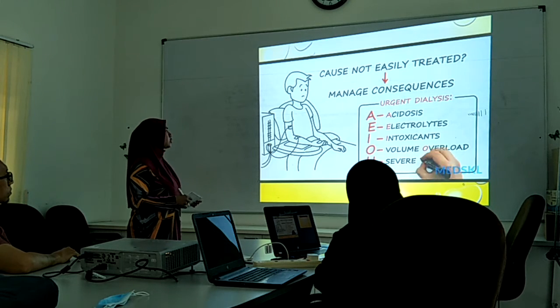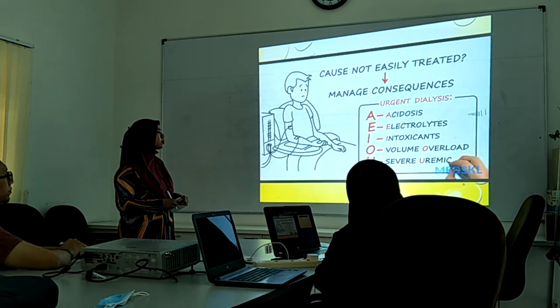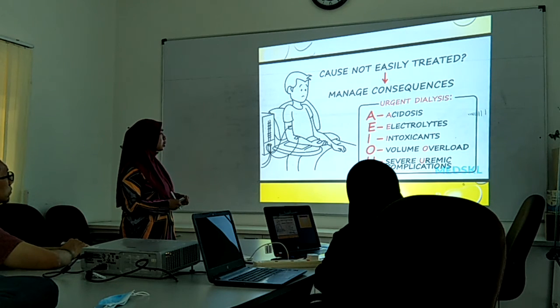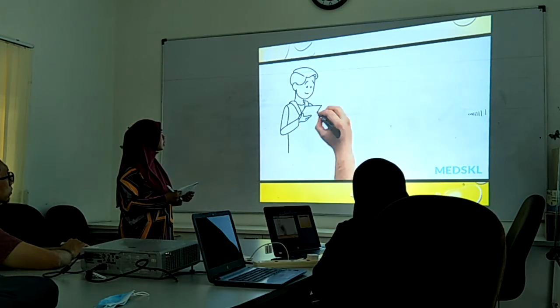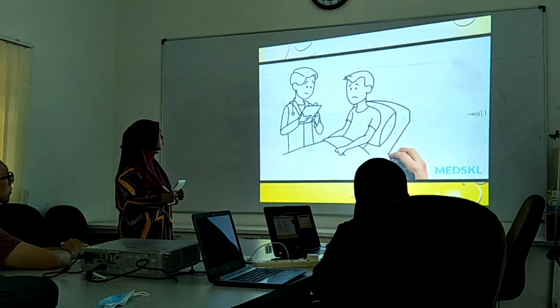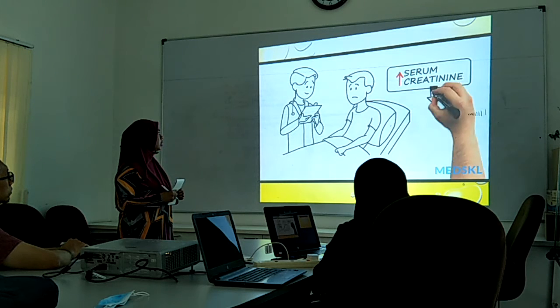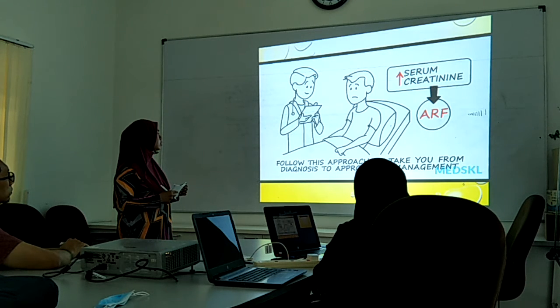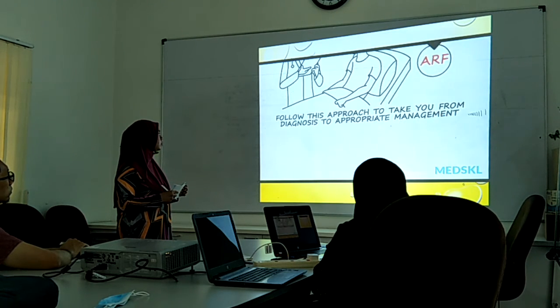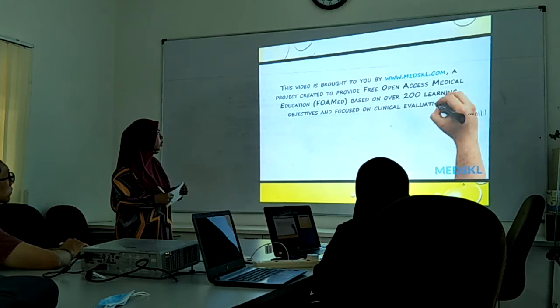And also the patient will have severe uremia, for example pulmonary edema, that can affect the central nervous system. In summary, when your patient's serum creatinine is elevated and represents an acute increase, following this approach we will take you from acute renal failure diagnosis to appropriate management. Okay, next.